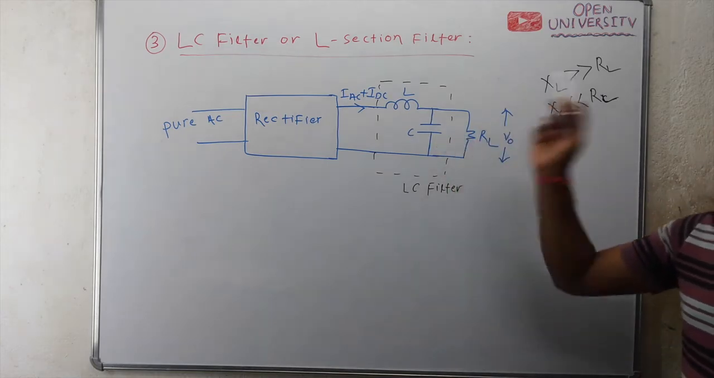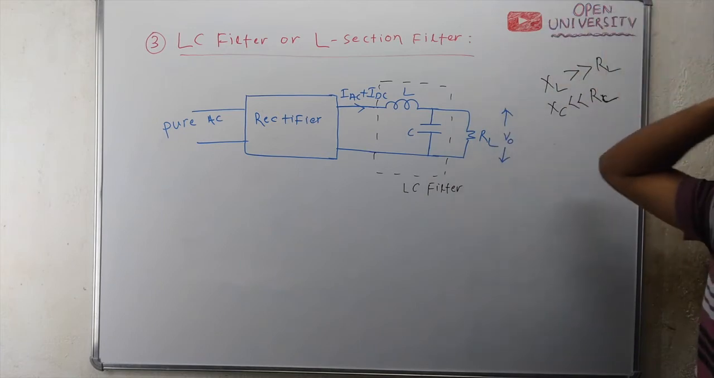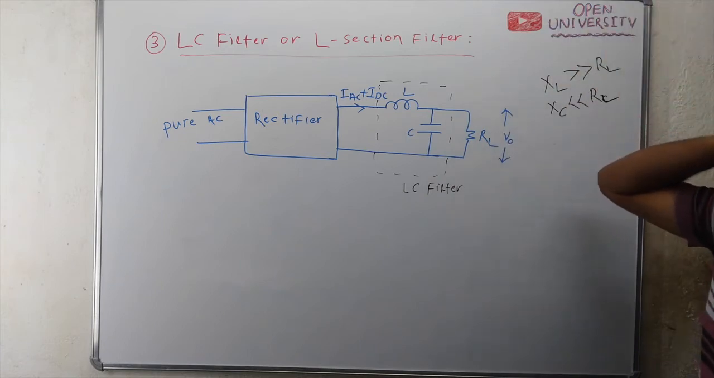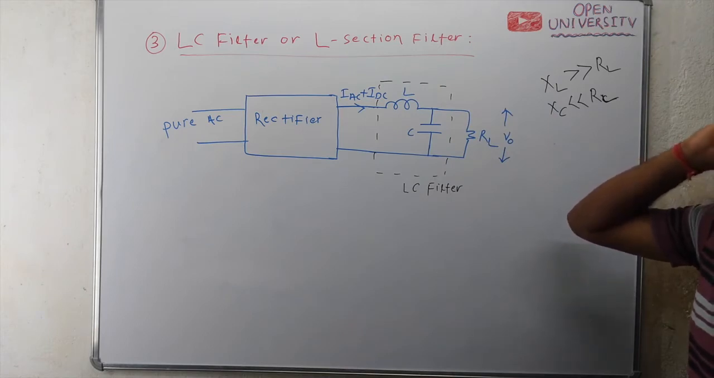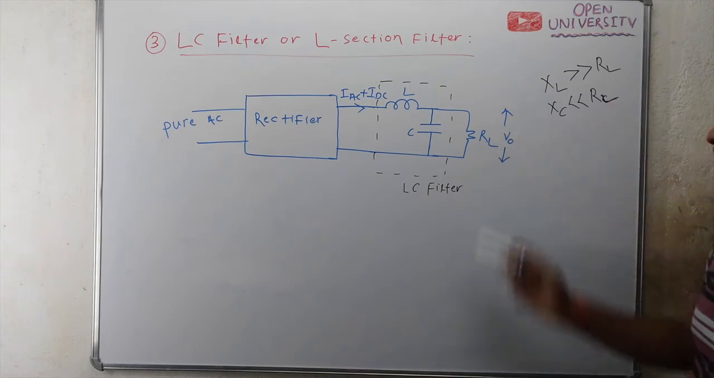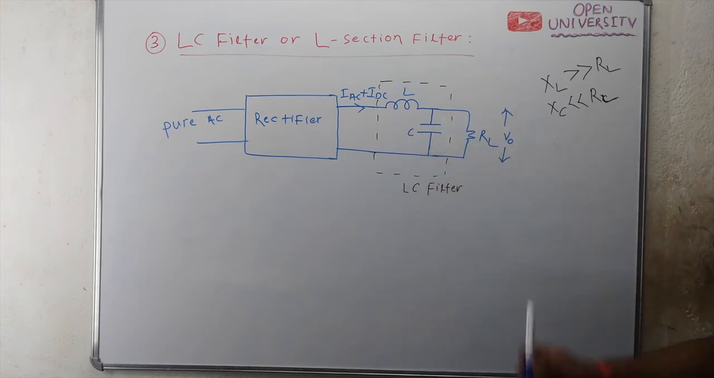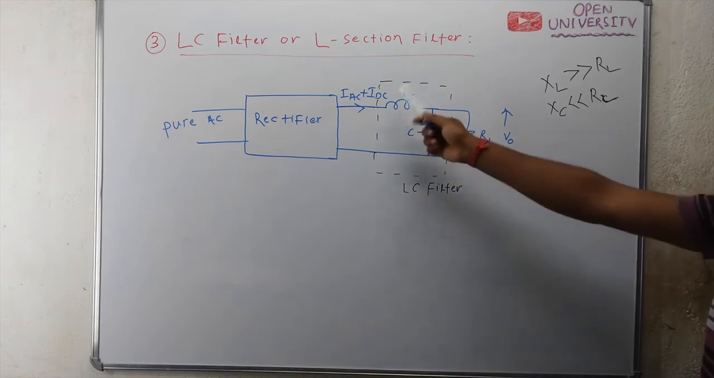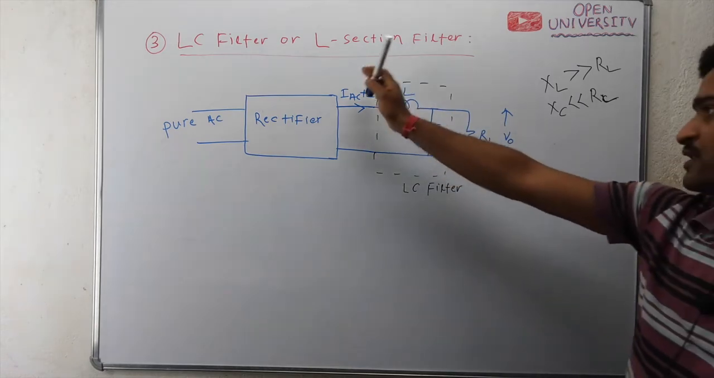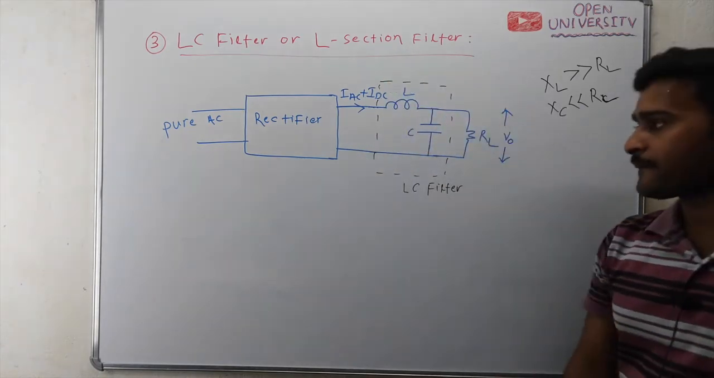Next point, DC component. IDC will flow through the inductor and then through RL, because for a DC source, the capacitor becomes open circuited and the inductor becomes short circuited. So whatever DC is present in the output of the rectifier, the same DC will be available at the output. Okay.